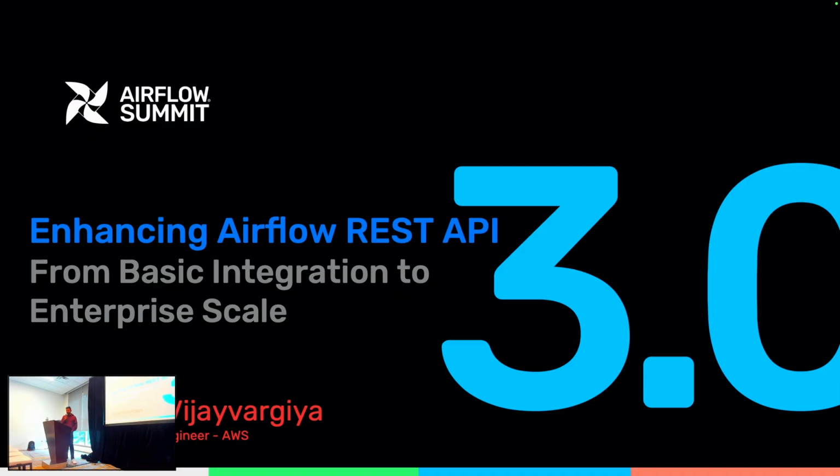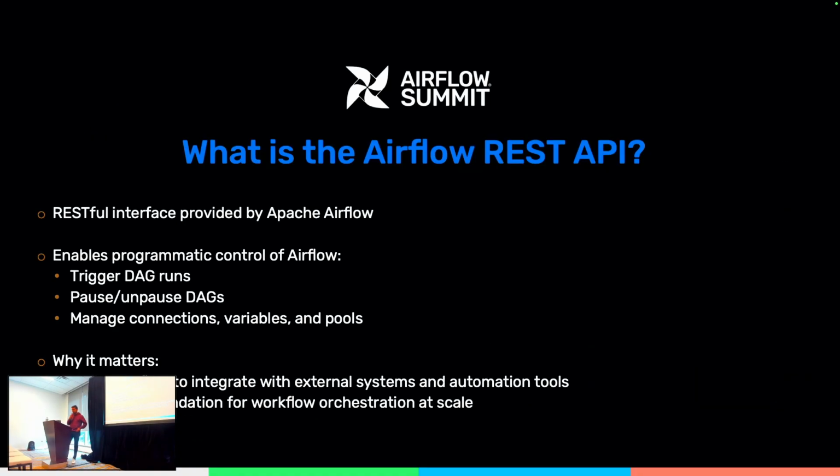So today I'll be talking about the Airflow REST API, some of its shortcomings, and how MWAA's InvokeRestApi feature helps overcome those. So what is the Airflow REST API? At its core, Apache Airflow comes with a RESTful interface, and it is what allows users to actually control Airflow programmatically. What this means is you can enable DAGs, trigger DAG runs, pause and unpause DAGs, and manage your connections, variables, pools, etc., all without ever touching the Airflow UI.